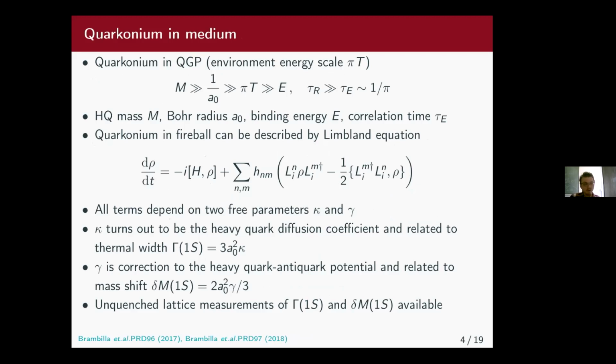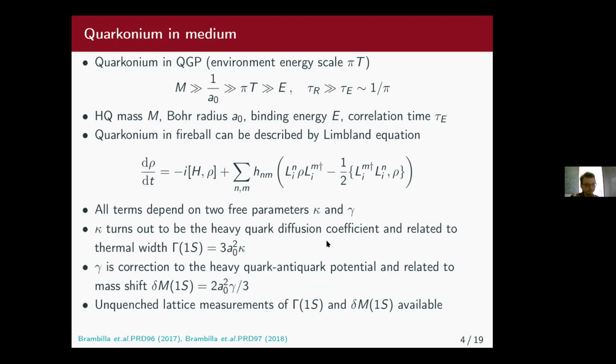Now, we could also study quarkonium in the plasma, which then satisfies this hierarchy of scales, where M is the heavy quark mass, a is the Bohr radius, and E is the binding energy, and then we have the correlation time. And in this case, instead of the Langevin equation, we get a Lindblad equation, and every term here turns out to depend on kappa and gamma.